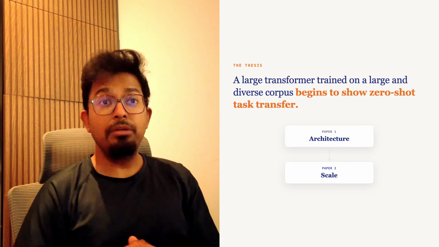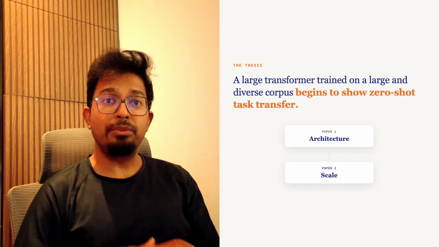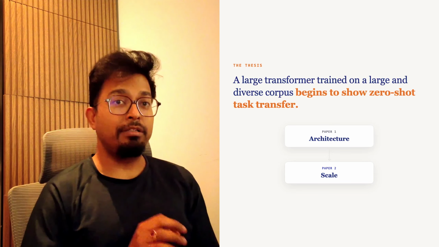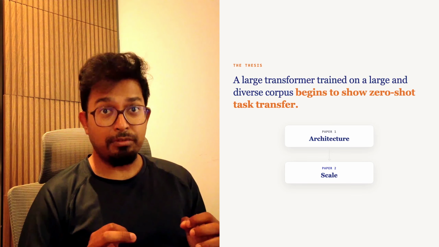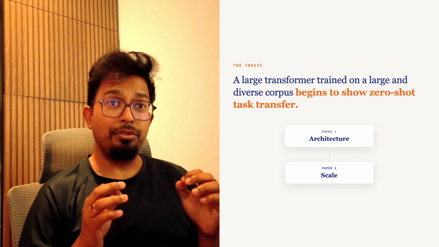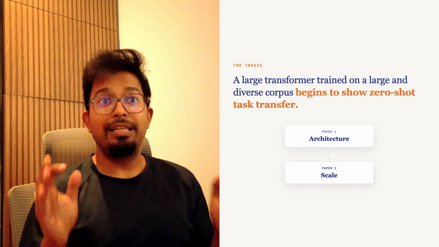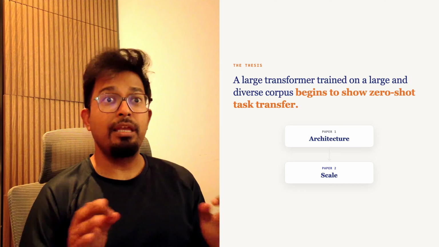So, finally, to conclude, what does this paper leave us with? The conclusion is simple, but historically very important. A large transformer trained on a large and diverse enough corpus begins to show zero-shot task transfer. That is the pre-training era thesis in one line.